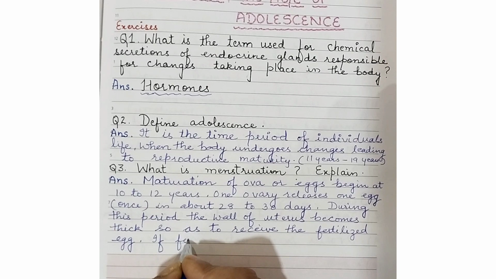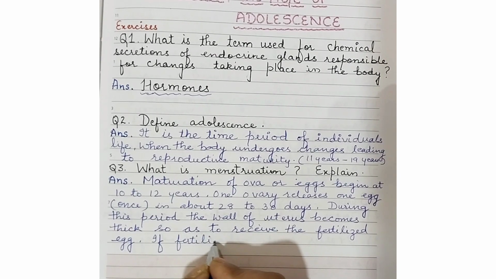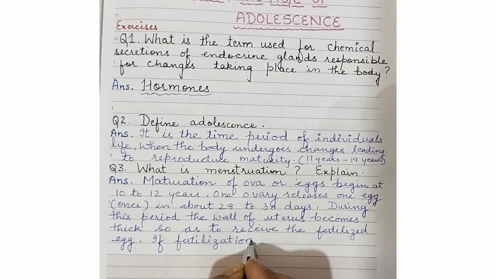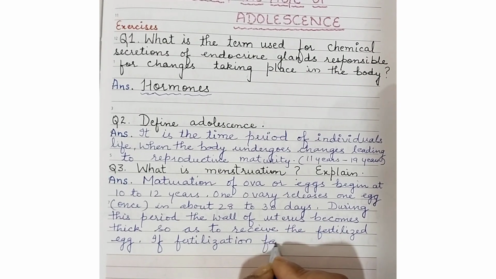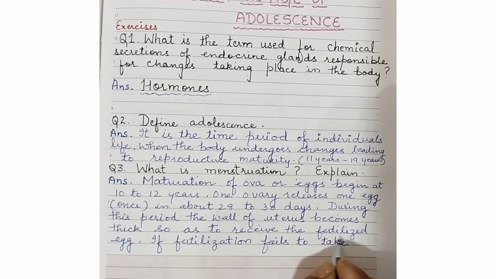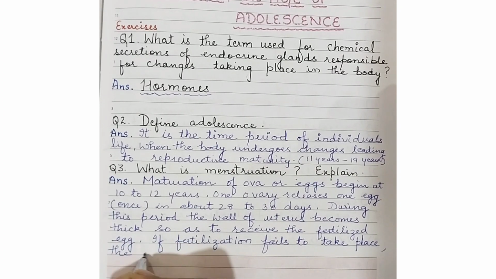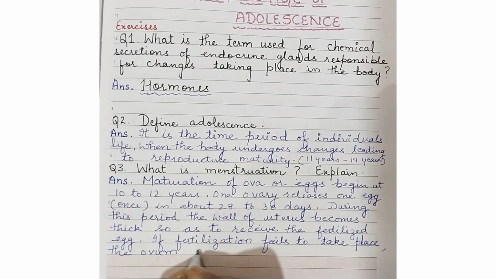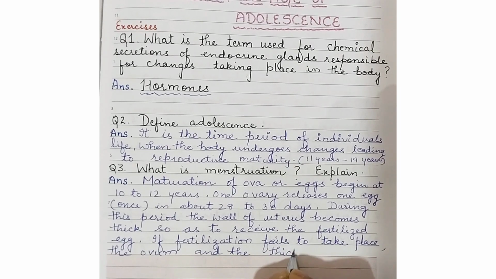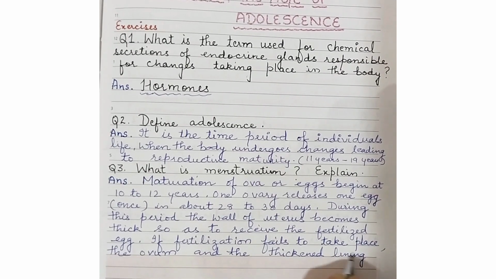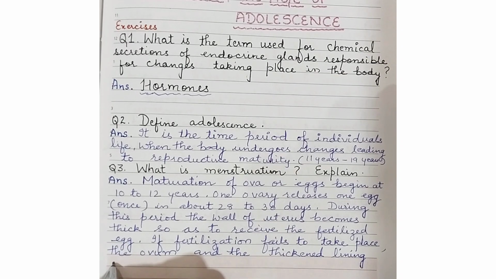Now, if fertilization happens, then the development of that zygote takes place in the uterus. But if fertilization fails to happen, then what happens? If fertilization fails to take place, the ovum and the thick lining of the uterus both shed off. Shed off means they rupture and the bleeding starts.